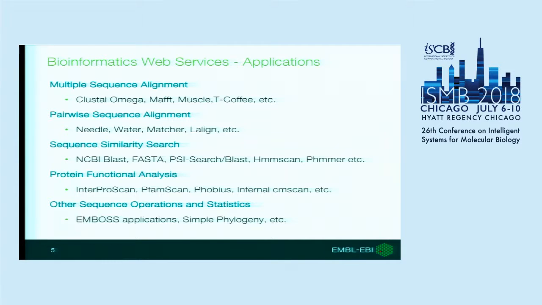So the sort of tools that we provide are these bioinformatics applications. As you can see, we provide a lot of different multiple sequence alignment tools, as well as pairwise sequence alignment tools. For example, Clustal Omega, as well as EMBOSS Needle and Water. We provide sequence similarity search tools such as FASTA, NCBI BLAST, SSEARCH, and SciBLAST, for example.